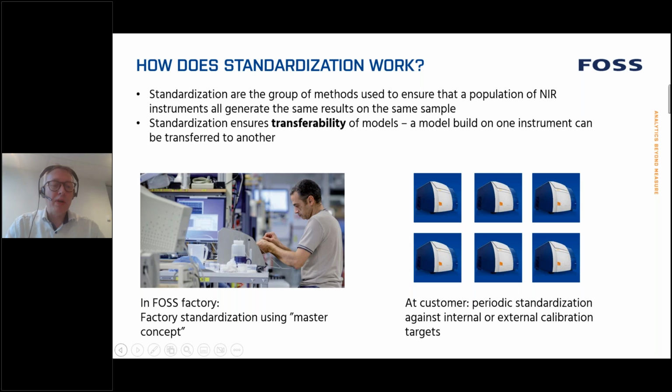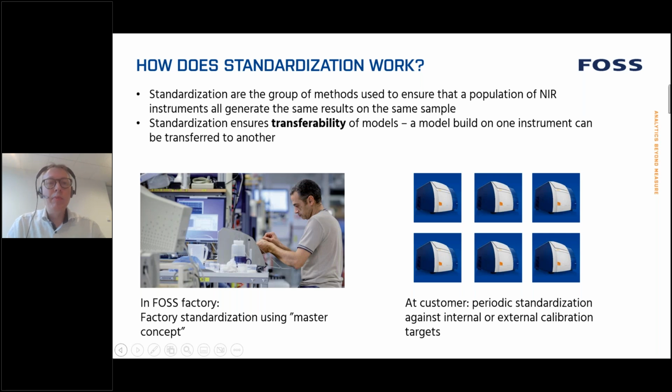Standardization is a two-step process. In the Foss factory, we make sure that when the instruments leave the factory, they are standardized or made identical using what we call a master concept. And when the instruments get to the customer side, there are internal or external calibration targets that are used periodically to make sure that the instruments also stay standardized after the line production.